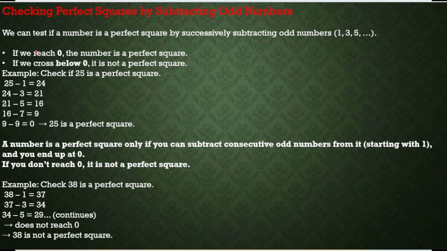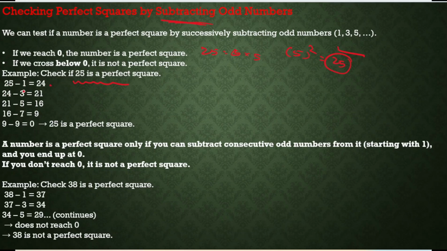Next, checking a perfect square by subtracting odd numbers. Suppose we want to check whether 25 is a perfect square or not. You know 25 is 5 into 5, that means 5 square is 25, so 25 is a perfect square. Mathematically, we check whether 25 is a perfect square by subtracting odd numbers. First you subtract 1 from 25, that is 24.